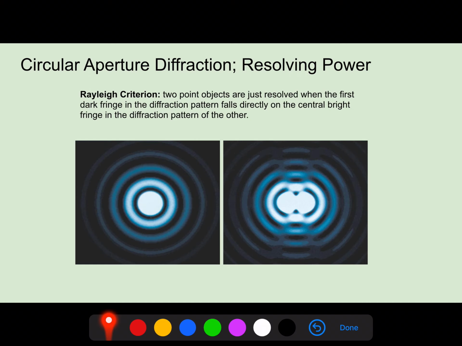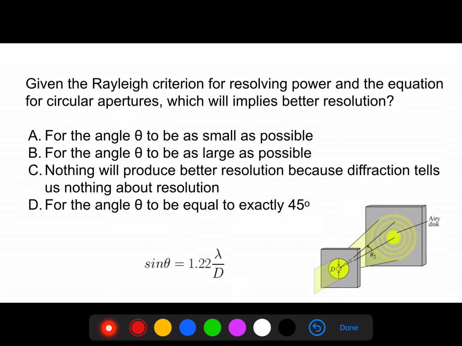So the criterion that must be met for you to be able to resolve these things is that you need to be able to start to see this black dark fringe appear. And so you want the sine of theta to be equal to 1.22 lambda over the diameter. You want to be able to resolve that there are two different things even when this is small. The smaller this is, that means better resolving power. So that's really what I'm asking on this next slide here as a clicker question, which implies better resolution.